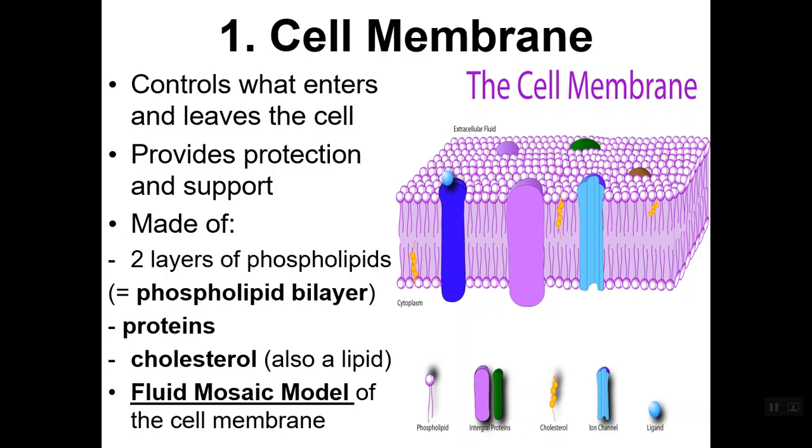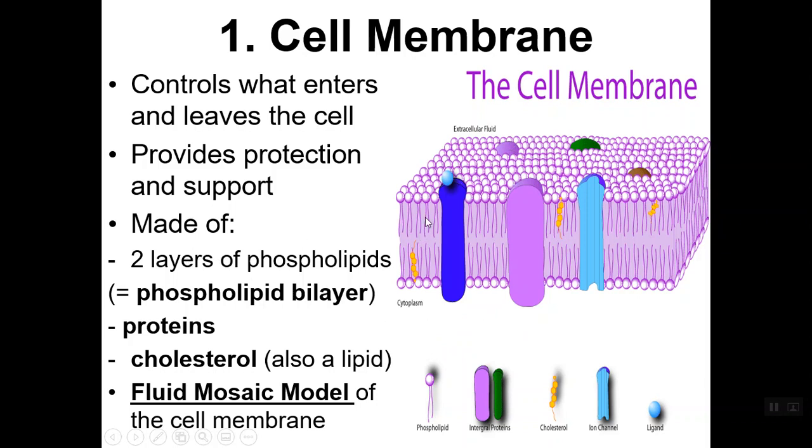If you want to think about an analogy for all of this, with the cell as a small town or a city or a school, the cell membrane would be like the borders of that district or that city. It does provide some protection and support, but its main job is to separate what's on the inside of the cell from what's on the outside of the cell.